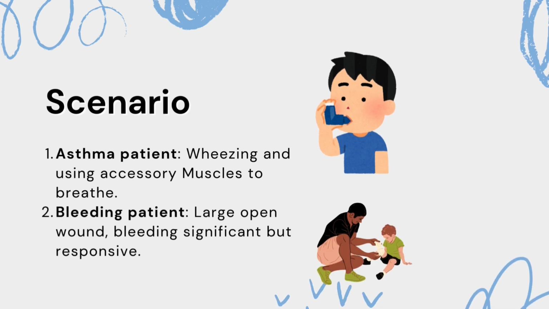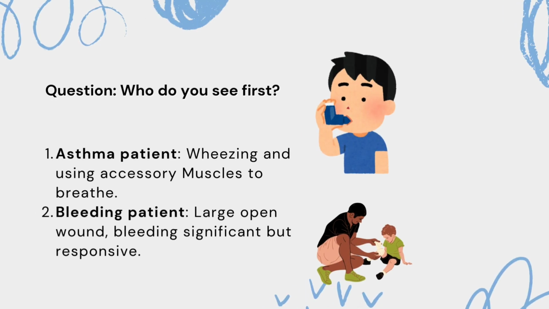So we have a scenario here with an asthma patient who is wheezing and using accessory muscles to breathe. And we also have a patient who is bleeding. This patient has large open wounds and is bleeding significantly, but this patient is responsive. So who do you see first? Do you see the asthma patient first, or are you going to see the bleeding patient first?